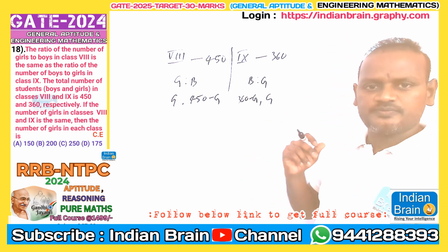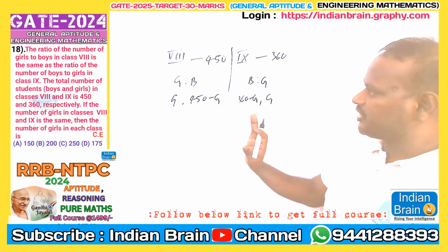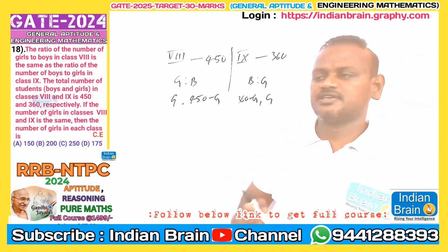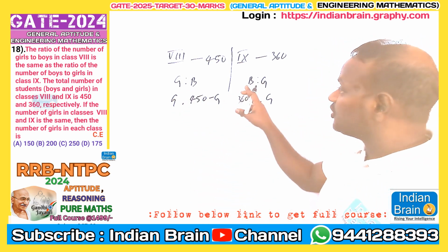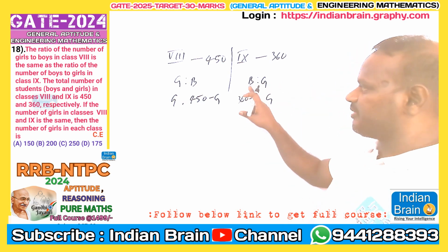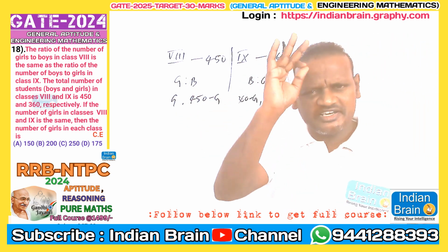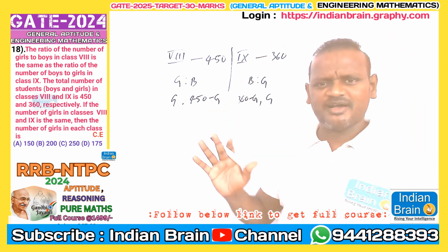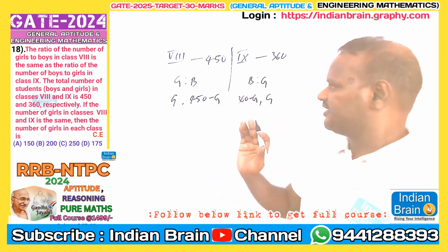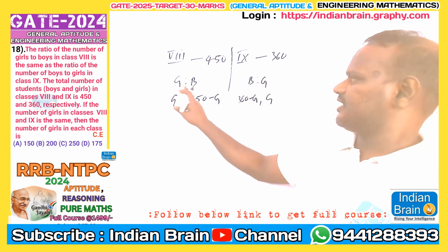But what is the clue we have? Here we need to equate the boys and girls ratio. Girls is to boys is equal to boys is to girls. Here boys will be 360 minus G. Here boys will be 450 minus G. That's it. Single step answer, but be careful. Good, I can go for girls is to boys.